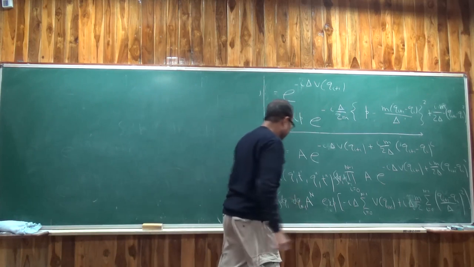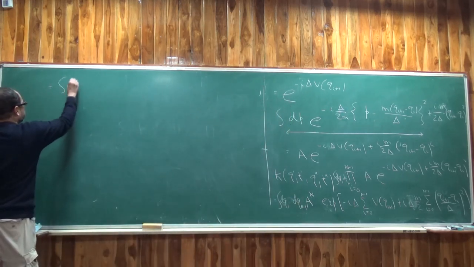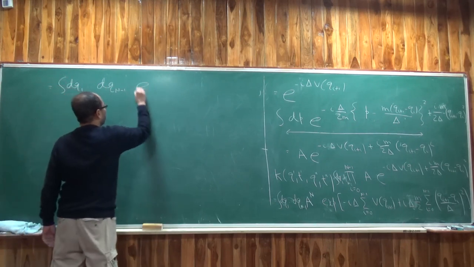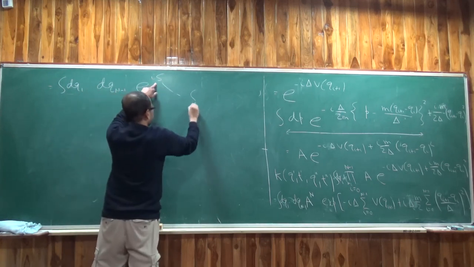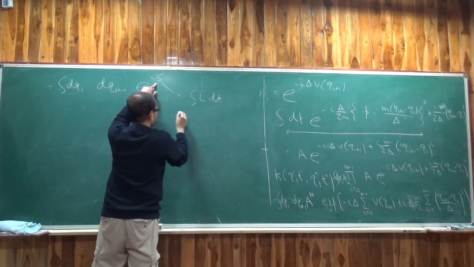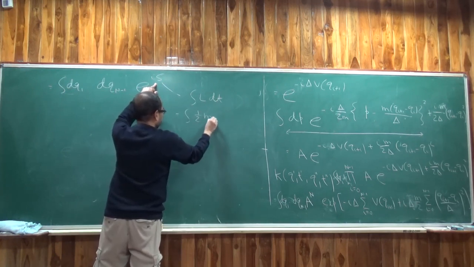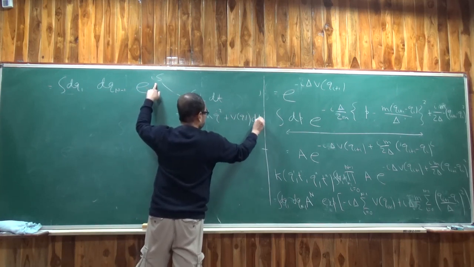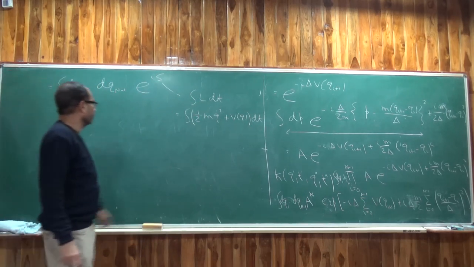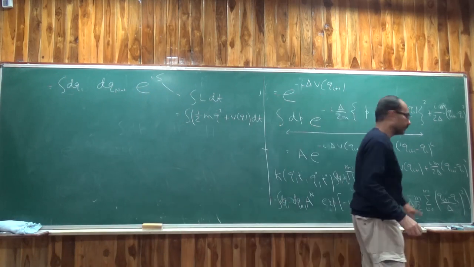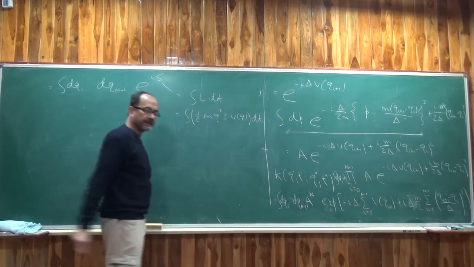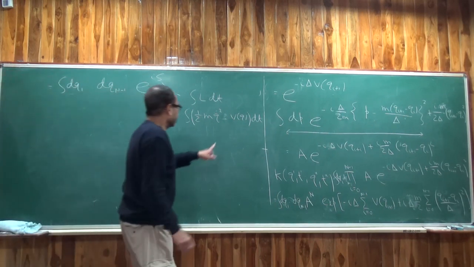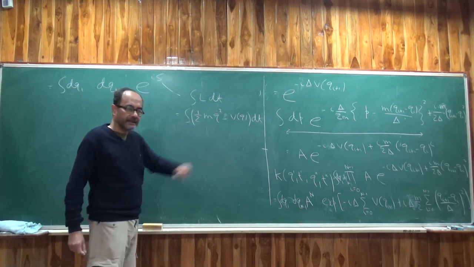Now, what I claim is that this can be thought of as the integral dq 1 to dq n minus 1 of e to the power i S, where S is the action, S is the integral of L dt, which is the integral of half m q dot square minus V of q. Sorry, there's a minus, right? The Lagrangian has the minus right here. Okay, I'll now explain how this integral here is related to what we have here. So let's see in what sense this is that one.